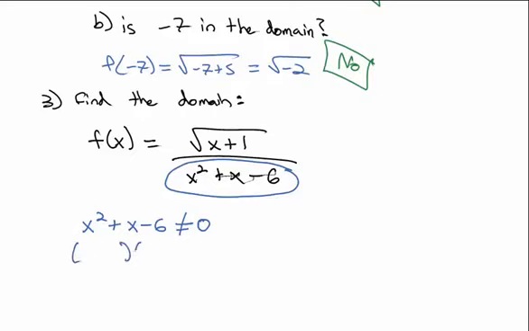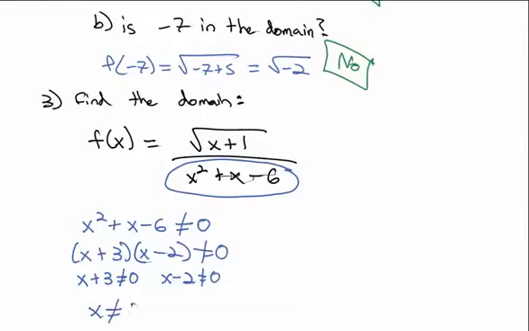Well, if we tried to solve this, we would factor to get x plus 3, x minus 2 can't be 0. And then each factor equal to 0 or not equal to 0. X plus 3 can't be 0. X minus 2 can't be 0. So x cannot be negative 3 or positive 2. Those are outside of the domain.